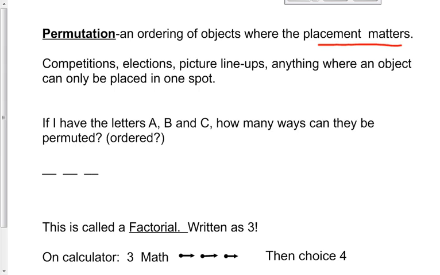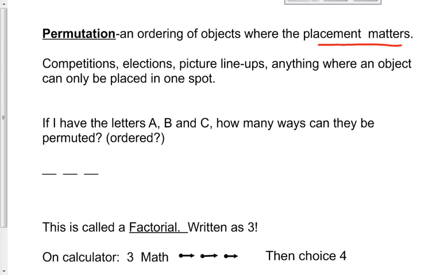Anything that talks about a competition, first, second, or third place, elections, you're going to vote for a president and then a vice president and then a secretary. You can't be both the president and the vice president at the same time. Picture lineups, you're going to take a family photo and line everybody up. You obviously can't have Grandpa Joe sitting at the front and also sitting in the back chair. So anything where an object can only be placed in one spot, that would be considered an ordering, in which case it is a permutation.